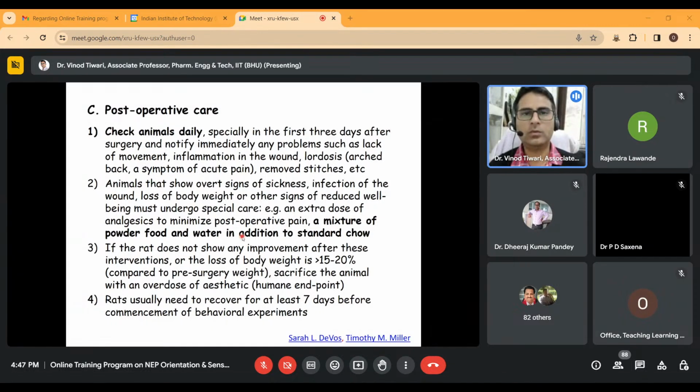So in that case, you can do one thing. You can powder the pellets and then mix it with water and then put it inside the cage, so that they don't have to struggle to get their food. And that way your animals will be recovered very quickly.